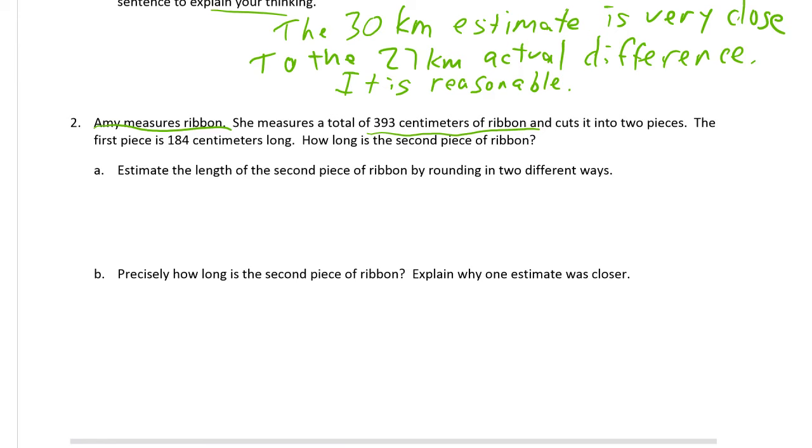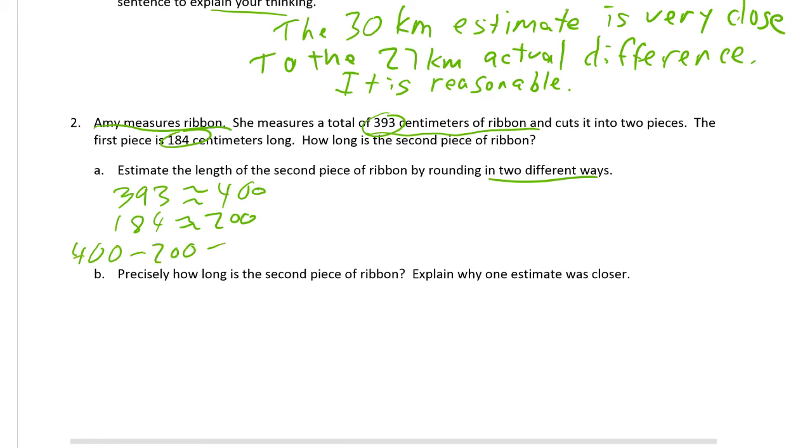So we're going to round by hundreds, and we're going to round by tens, and those will be the two different ways that we round. By hundreds, we'd say 393 is about, and we have to find the difference between these two, right? 393, we'd round up to 400. And the 184, we can round that up to 200. So we'd have 400 minus 200 equals 200 cm.